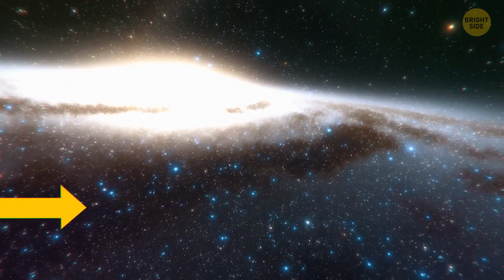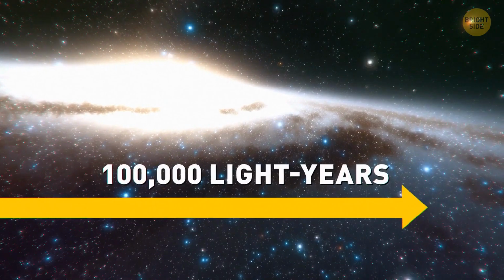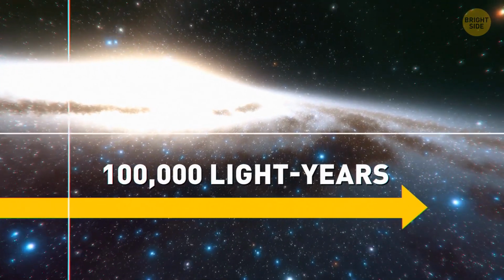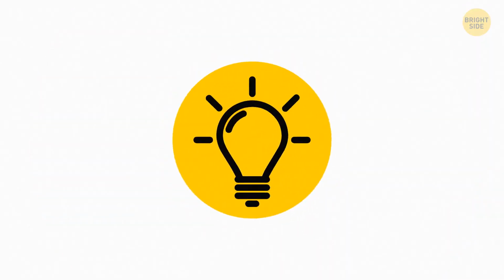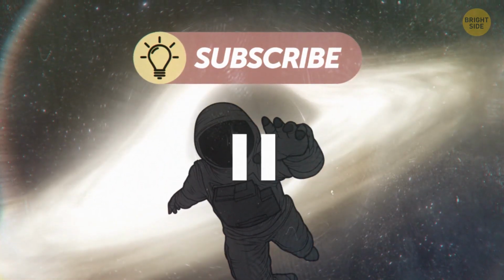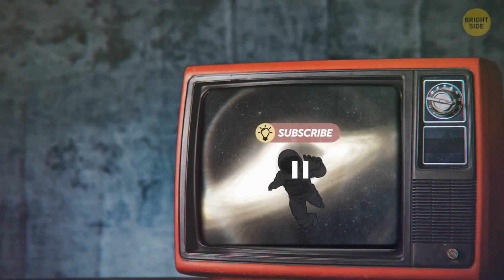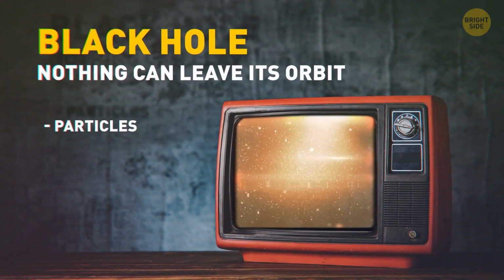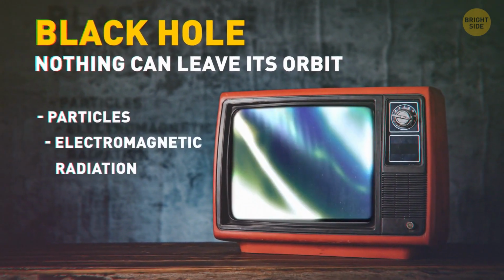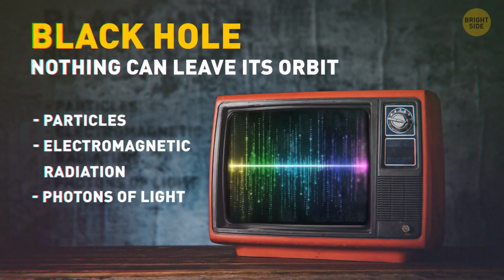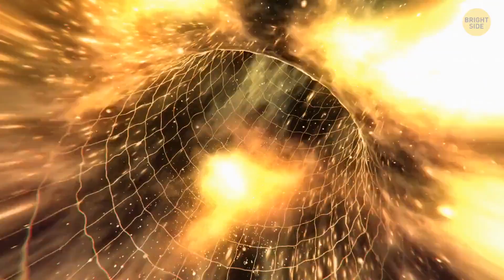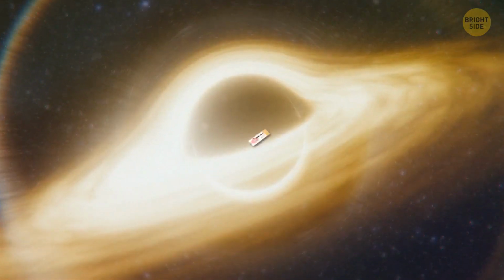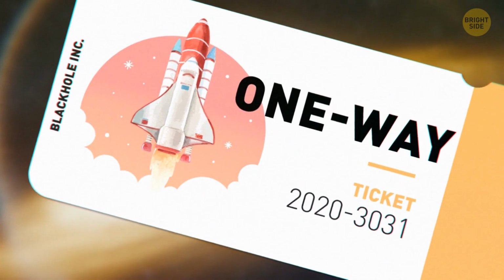But our galaxy, the Milky Way, is about 100,000 light-years wide. So the distance of 1,011 light-years doesn't seem that long in comparison. But before you jump inside this black giant, let me try to discourage you. A black hole is a place in space-time where nothing can leave its orbit. No particles, electromagnetic radiation, or even photons of light can escape from a black hole. So you should understand that a journey to such a dangerous object as a black hole is a one-way ticket.